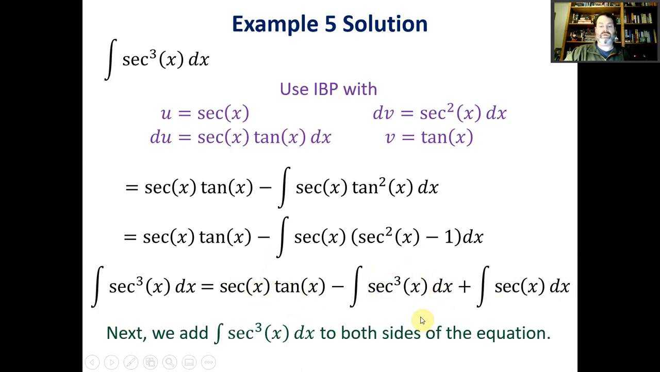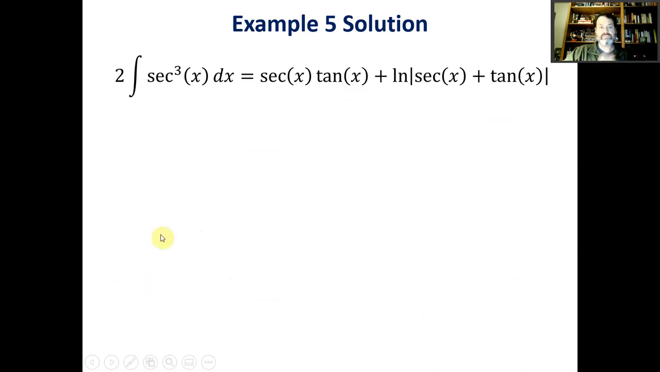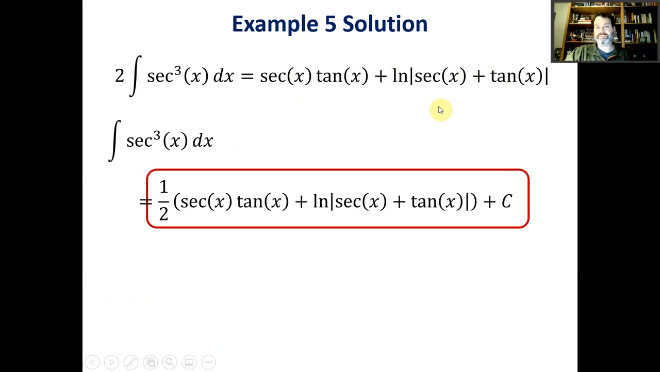So all we do is just add the integral of secant cubed x dx to both sides. It's going to cancel on this side, and it's going to make 2 of them over here on the left side. We already computed that integral, right? That was example 4. Divide by 2, and you're done.